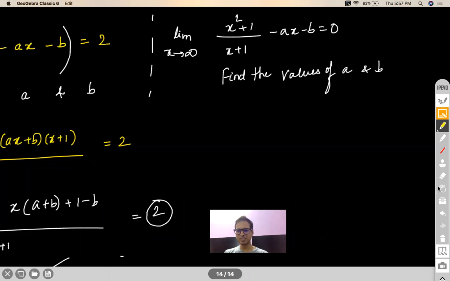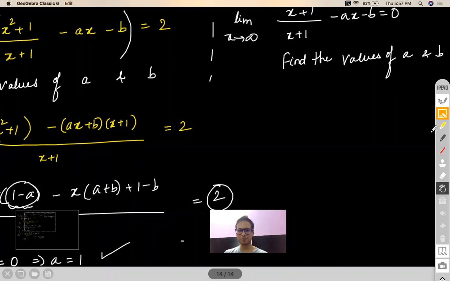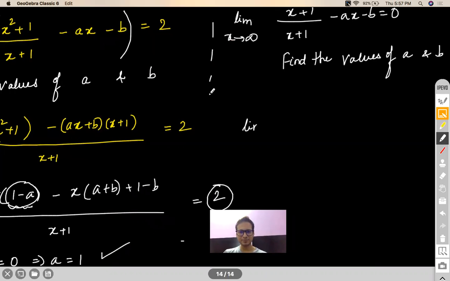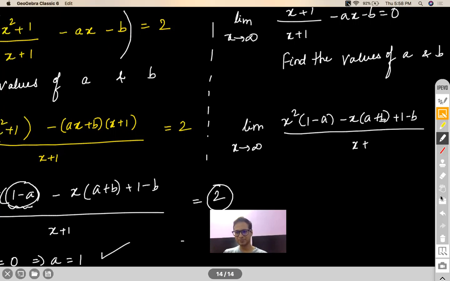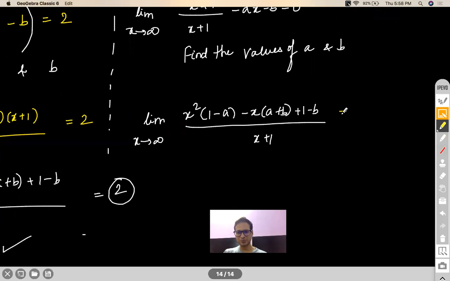Okay, so most of the things will be the same. So I'll just copy this step. So you'll have limit x tending to infinity, x square into 1 minus a, minus x into a plus b, plus 1 minus b, by x plus 1. Okay. Now your answer is given to you as 0. What does it mean? It means that the numerator should be of a lesser degree than the denominator. If that is the case, 1 minus a should have been 0 and a plus b also should have been 0.